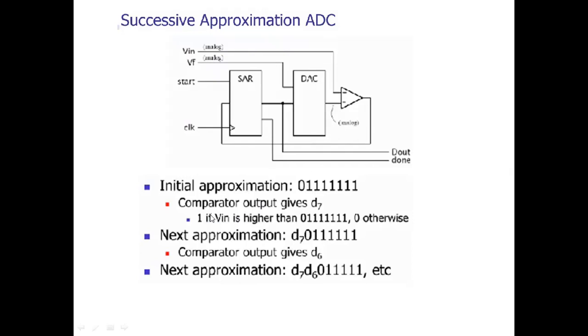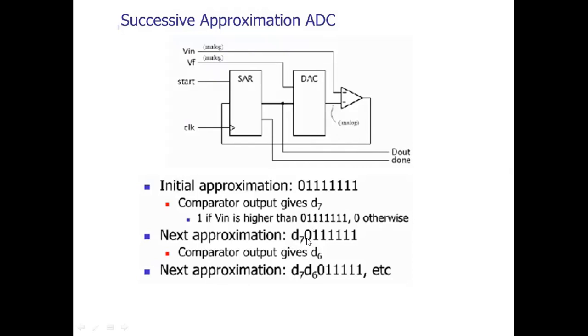So if this Vin is greater than this initial approximation, then the output is equal to 1. So this 1, or high, will be approximated as D7 as 1. So the next approximation will happen with D7 equal to 1, and this particular 0 and all ones.